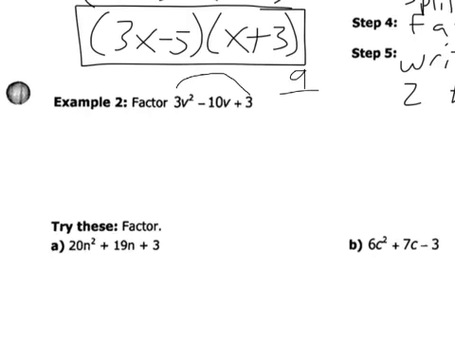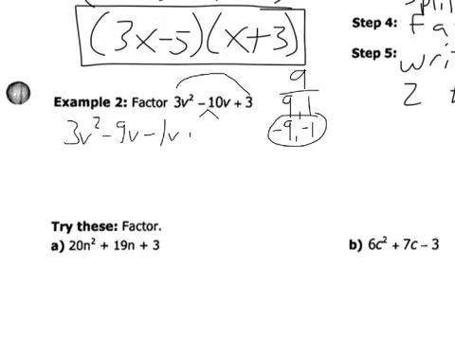So I got to think of numbers that multiply up to 9. So 9 and 1. But if I add those, I get 10. I need negative 10. So negative 9 and negative 1. There's my two numbers. Now I'm going to rewrite this and split up the middle term. So I'm going to put 3v squared minus 9v minus 1v plus 3.